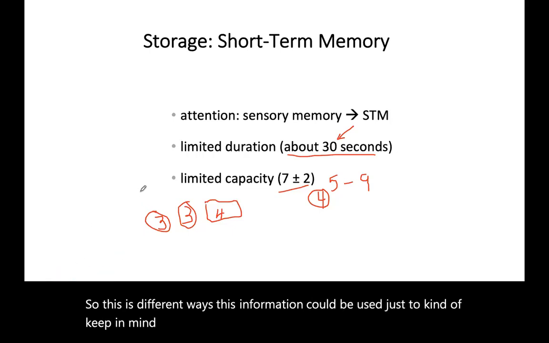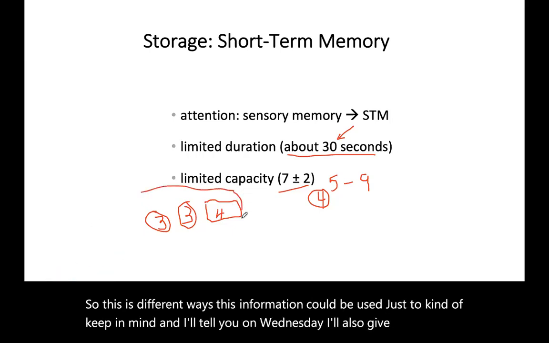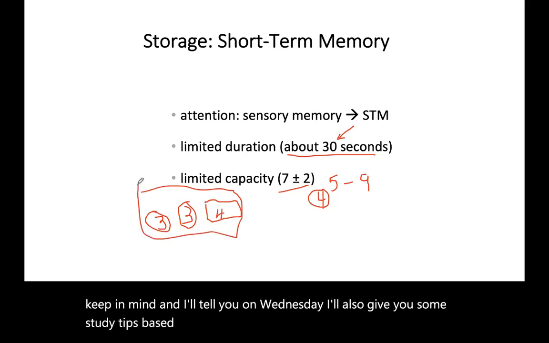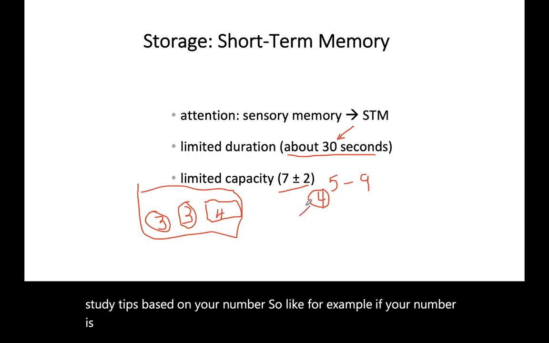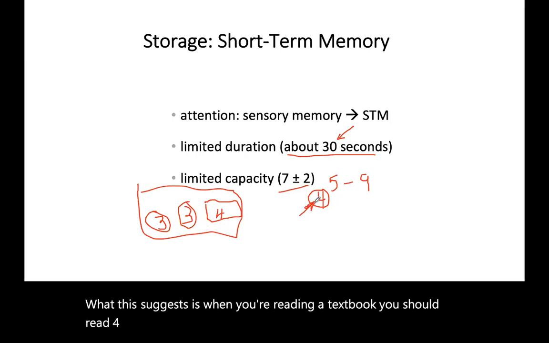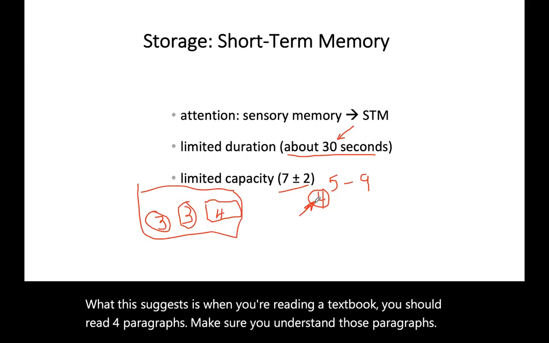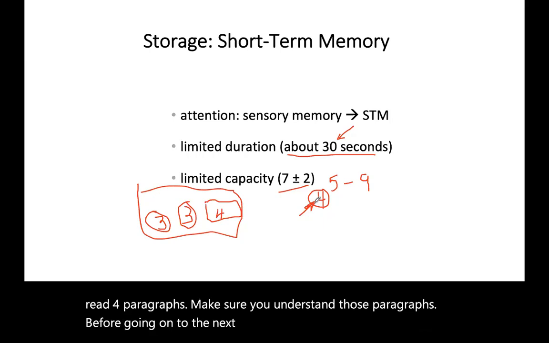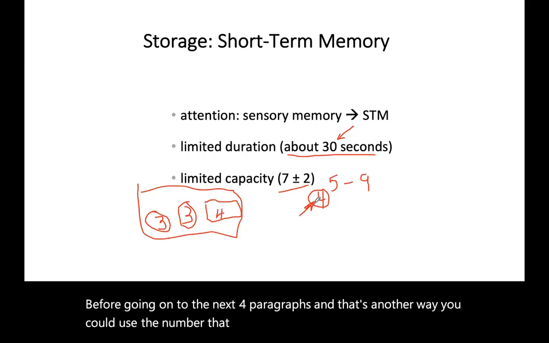And I'll tell you on Wednesday, I'll also give you some study tips based on your number. So like, for example, if your number is 4, what this suggests is when you're reading a textbook, you should read 4 paragraphs, make sure you understand those paragraphs before going on to the next 4 paragraphs. And that's another way you could use the number that will help you find on Wednesday.